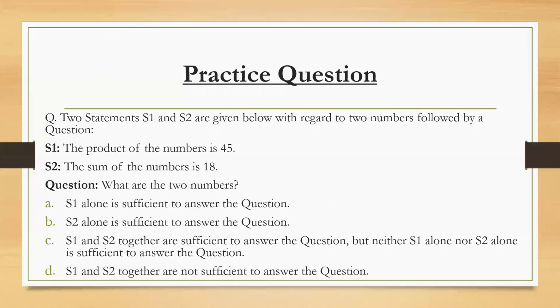All right. Now, what about this one? This is a direct, straightforward question. The question asks us to find two numbers. The only two conditions given, the two statements, are: statement 1 says the product of those two numbers is 45, and statement 2 says the sum of the numbers is 18. So what are those two numbers?